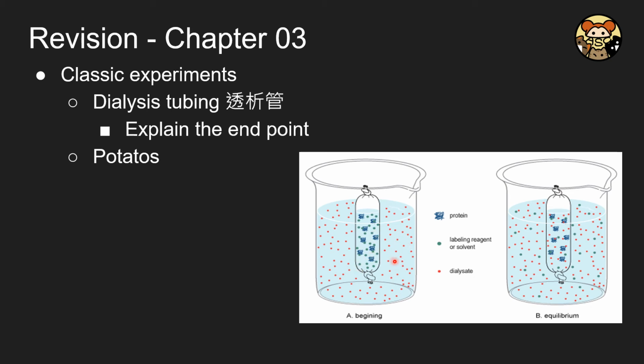Because both of them, that is the blue circle and also the red circle, can both affect the water potential. So there is probably no water potential difference. That's why the water level is not increased.